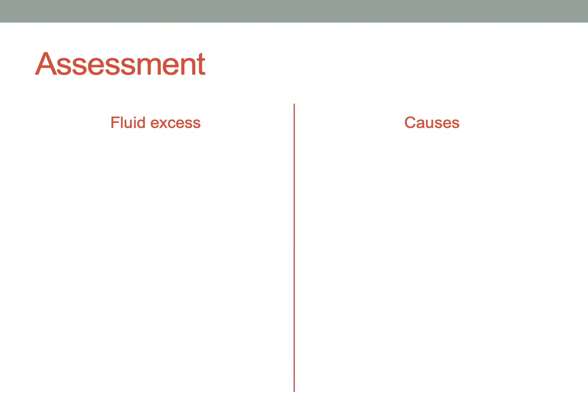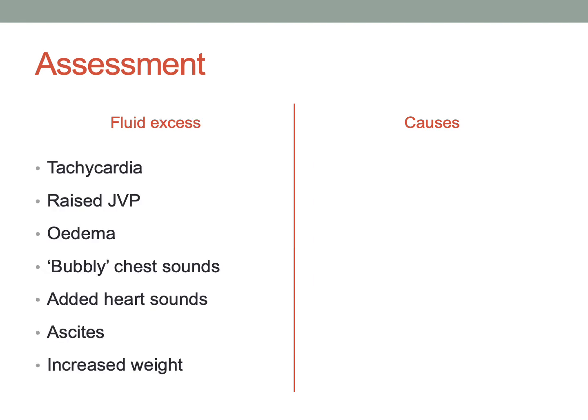So, fluid assessment in fluid excess patients. As with fluid deficit, these patients can also be tachycardic because the heart is trying to cope with the excess amount of fluid. These patients will have a raised jugular venous pressure, and if they're elevated with their head at 45 degrees and you turn their neck to the left and you can see the jugular vein within the neck, it can indicate that there's raised pressure there.